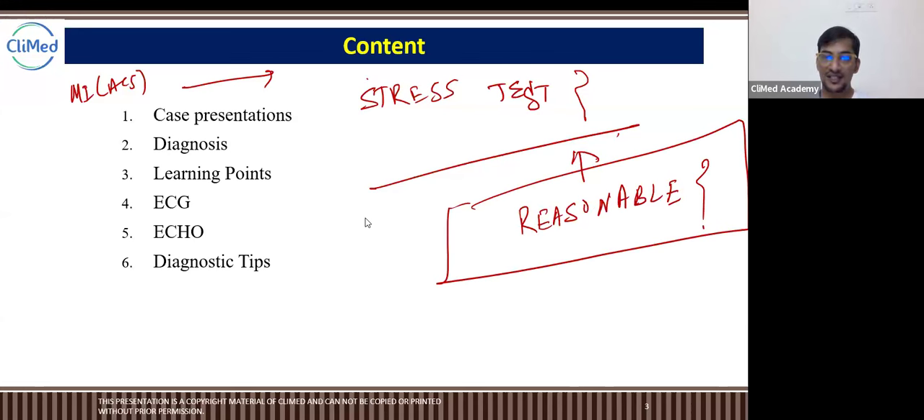Okay, stable angina indicated. So Ambika is telling this is not required right now. Okay, fantastic. Everyone is telling it is not required. It shouldn't be done in unstable angina. Okay, guys, so everyone is telling it is risky or it should not be done.